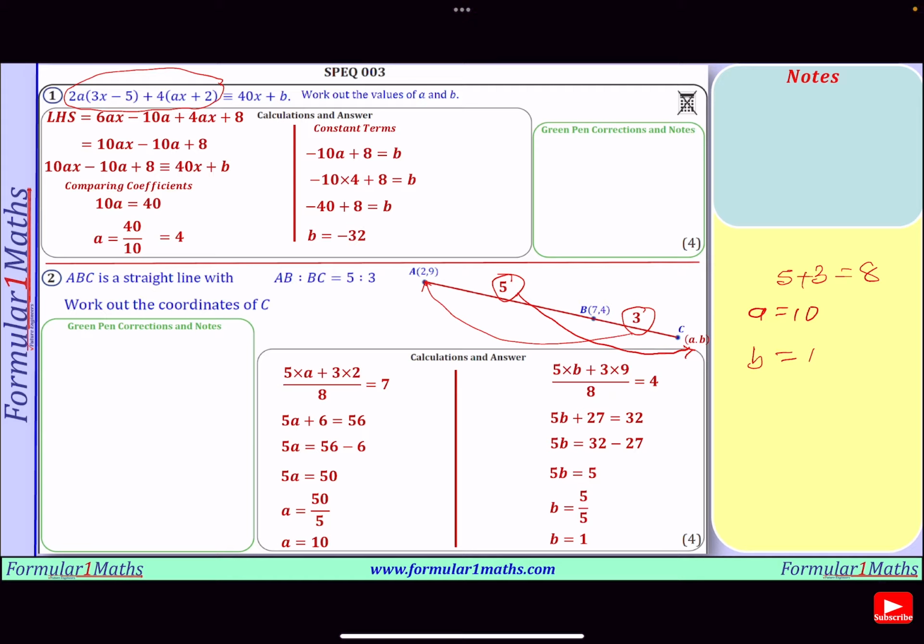And that's the easiest way of doing it. There are other methods, but I think this is the easiest way of doing it.